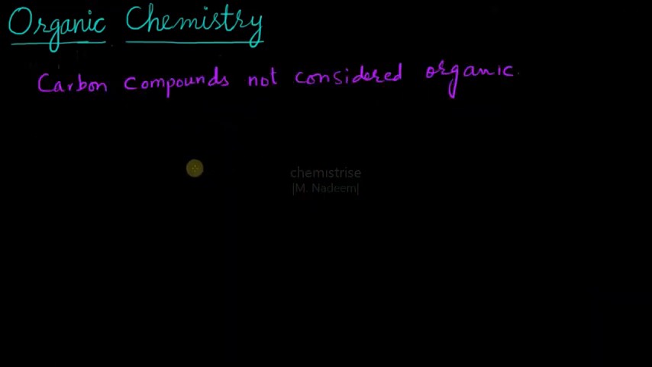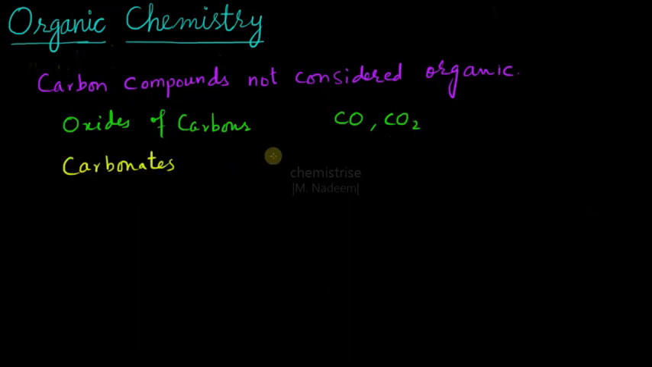There are some carbon compounds which are not considered as organic. Let's see them. The first one is oxides of carbon, like carbon monoxide and carbon dioxide. These are carbon compounds, but they are not considered as organic. Next are carbonates. For example, we have sodium carbonate, Na2CO3, and calcium carbonate, CaCO3. These compounds contain carbon but are not considered as organic.